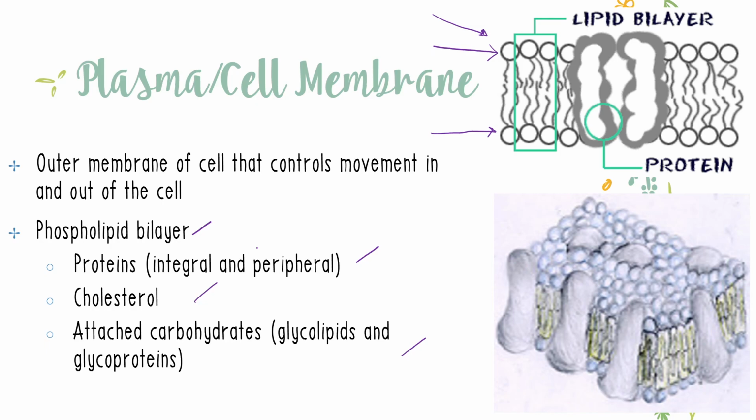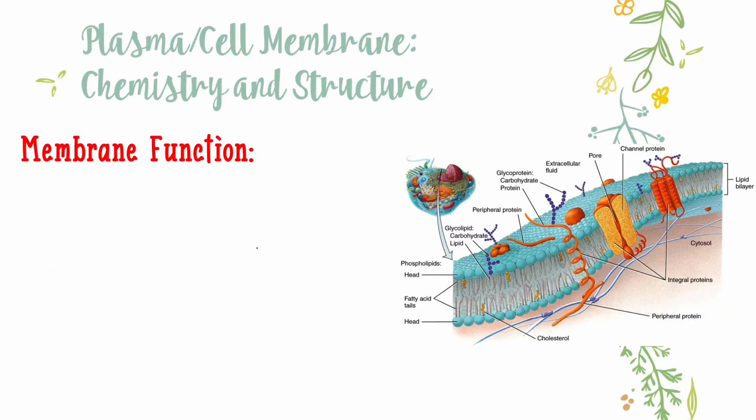cell membrane nyo. So in terms of your proteins, there are two types. It could be an integral protein or a peripheral protein. Now, as to your carbohydrates, may glycolipids and glycoproteins tayo. So before discussing the function of each, i-generalize po muna natin yung function ng cell membrane.